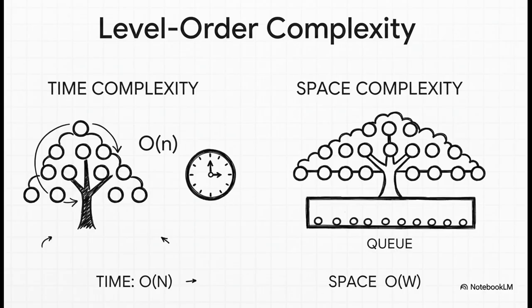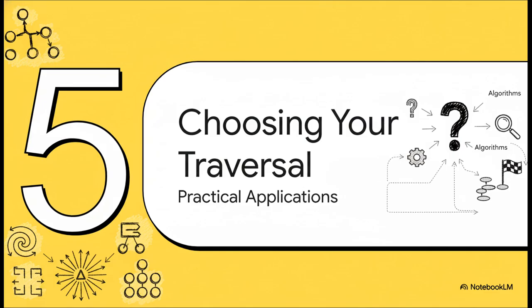Time-wise, it's the same as DFS, O(n), because we're still visiting every node just once. But the memory usage, the space complexity, that's where things get interesting. It's O(w), where w is the width of the tree. Why? Well, the algorithm has to keep track of an entire level of nodes at once. So if you have a really wide, bushy tree, this approach can eat up a lot more memory than a deep dive.